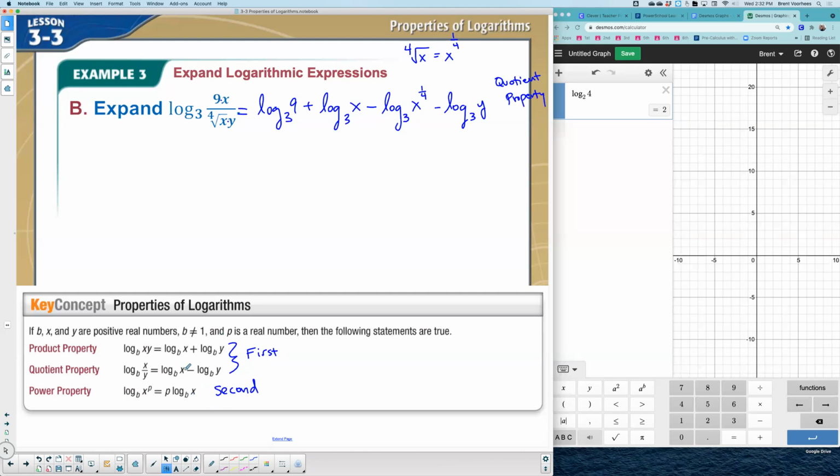Okay, after you do the quotient, you look to see if you can do the power. Do I have any powers? What can I do with that power of 1/4? It becomes the coefficient. So we now have log base 3 of 9 plus log base 3 of x minus 1/4 log base 3 of x minus log base 3 of y. That right there was the power property. So after doing both those 2 steps, what do we now do?